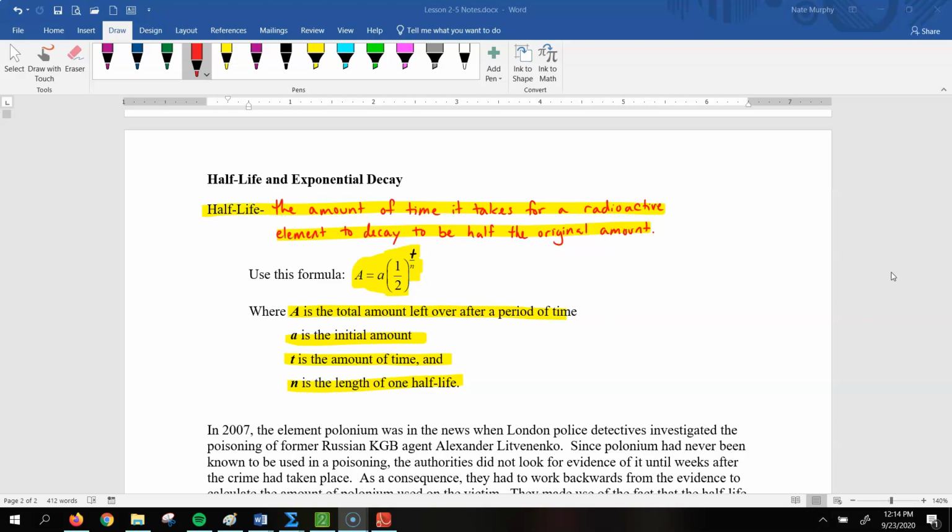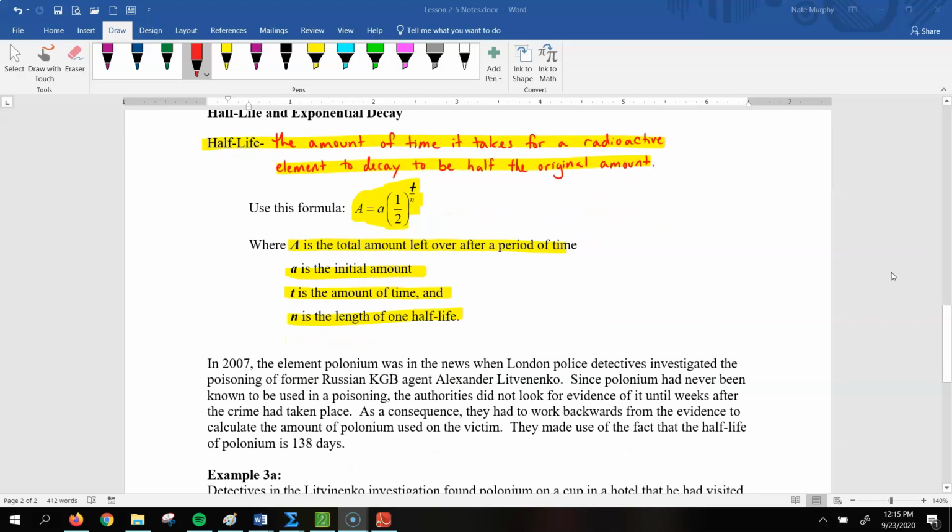Those of you that have our textbooks, EVA students, this is not in the textbook. The way the book does it is way more complicated than it has to be. So let's use this equation. A, the capital letter A, represents the total amount left after a period of time. Then we have our lowercase a, which represents your initial amount or your starting amount. T is going to be the total amount of time, and n is going to be the length of the half-life. So make sure you pause the video and get that in your notes.